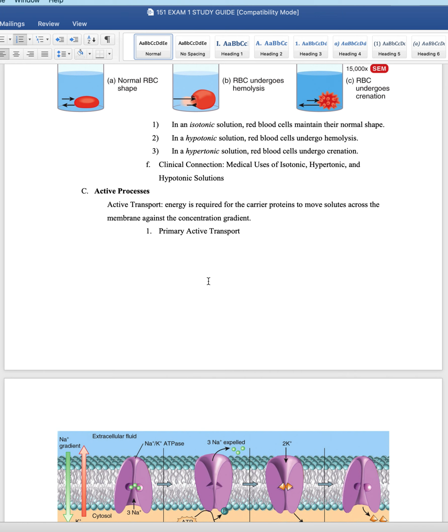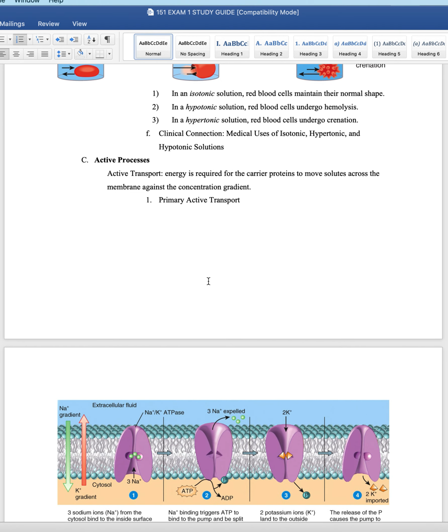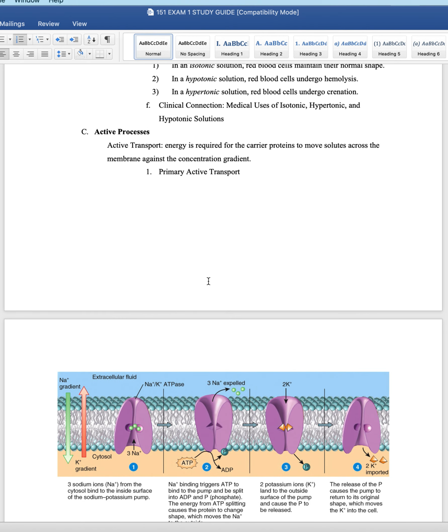All right. All of that was referring to passive processes. Now let's talk about active processes or active transport. So for active transport, we have primary active transport and secondary active transport. Active transport requires energy to move solutes against a concentration gradient. So we're going from low to high here, and it's going to cost you cellular energy. For primary active transport, that cellular energy is going to be in the form of ATP.